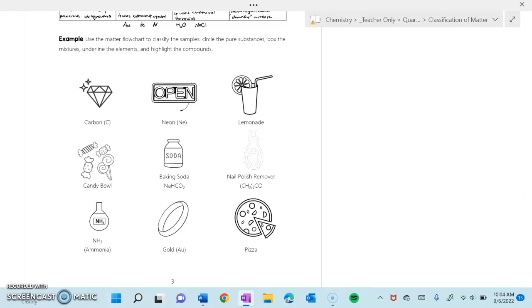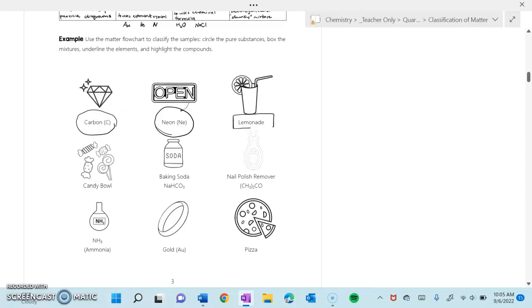Let's start by circling the pure substances. So we're looking for things that are elements and compounds. Remember that elements have element symbols, compounds have chemical formulas. That will be a big clue for these. So circling elements and compounds, I see carbon. Yep, that is pure. Neon, also pure. Lemonade, nope.